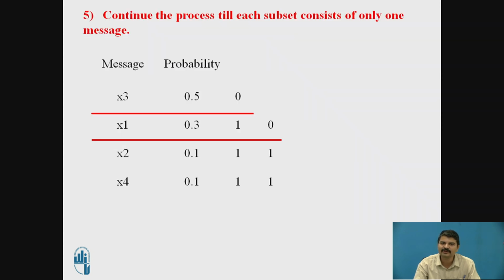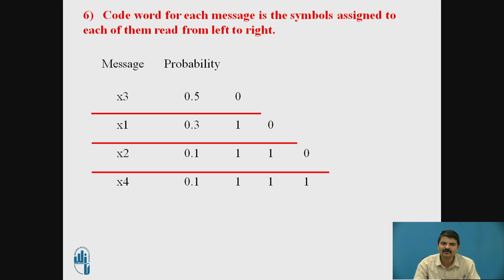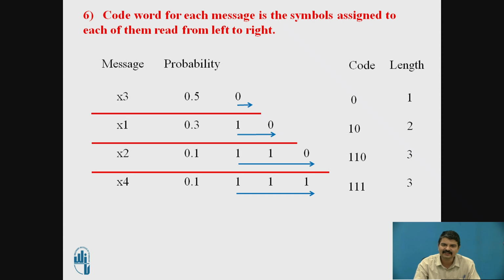Once again we have to repeat the process. See here, now what is remaining? 0.1 and 0.1. So for that we assign 0 and 1. Now here we come to know that up to the last bit we have assigned the numbers using the 2 symbols, 0 and 1. Now read the messages from left to right. The code for x3, x1, x2 and x4 is 0, then 10, then 110, and the last one is 111. In that way we have designed the code.